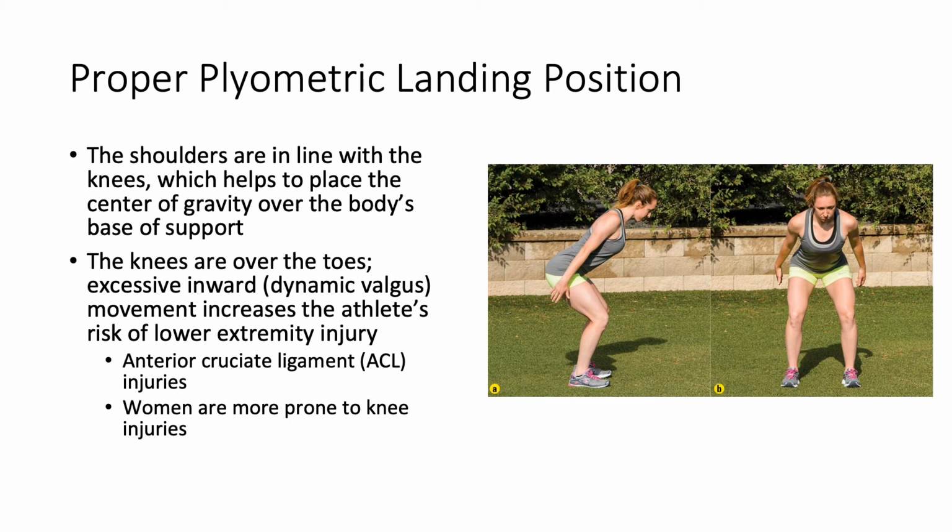If there is an excessive inward movement of the knees, which is termed dynamic valgus, this increases the athlete's risk of lower extremity injury, particularly at the knee. The most common injury at the knee is an ACL injury, which is more prone to happen in women due to their anatomical structure, such as the acute angle, along with other factors.